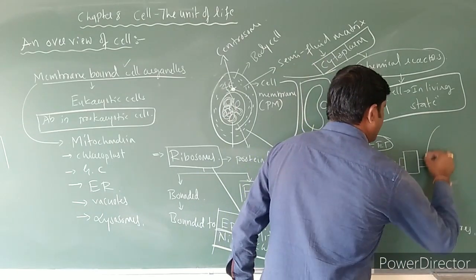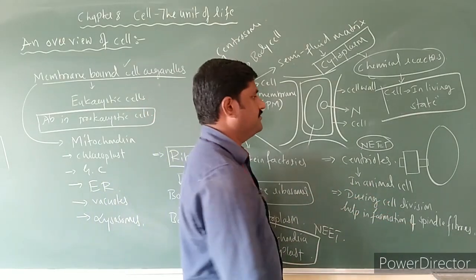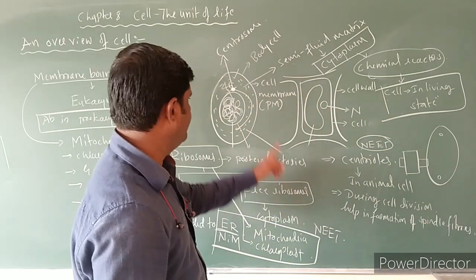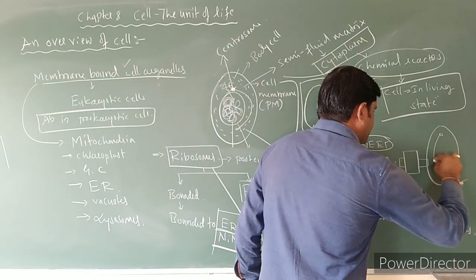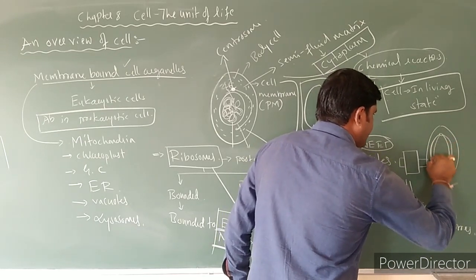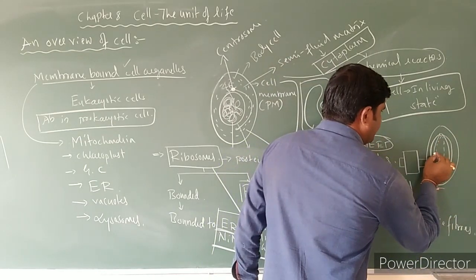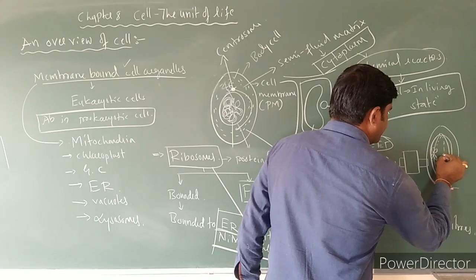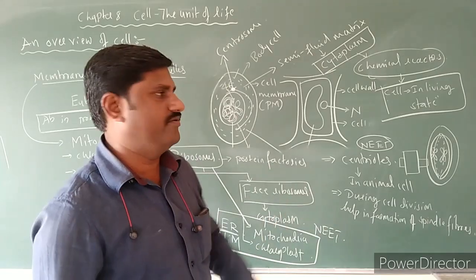See here, this is one cell. During cell division, the nuclear membrane disappears. What happens here? Here is one centriole, here is one centriole. Already I have told you, it moves towards another pole over here. And so there, the formation of spindle fibers takes place. What is a spindle fiber? To these spindle fibers, the chromosomes are bound.